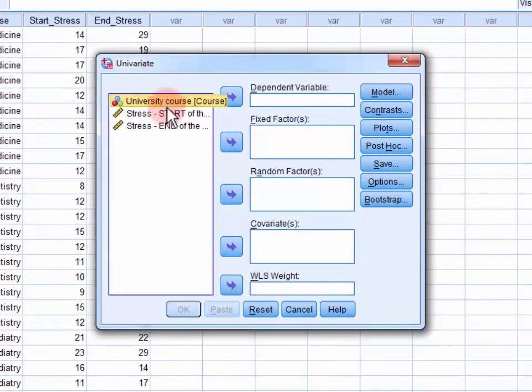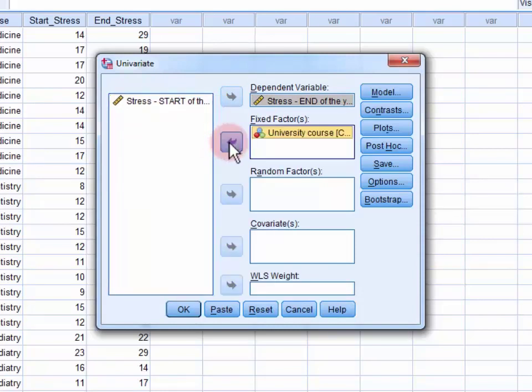Now we move our dependent variable, stress at the end of the year, into our dependent variable field. Next, we move our independent variable, university course, into the fixed factors field. Finally, we move the covariate, stress at the start of the year, into the covariates field.